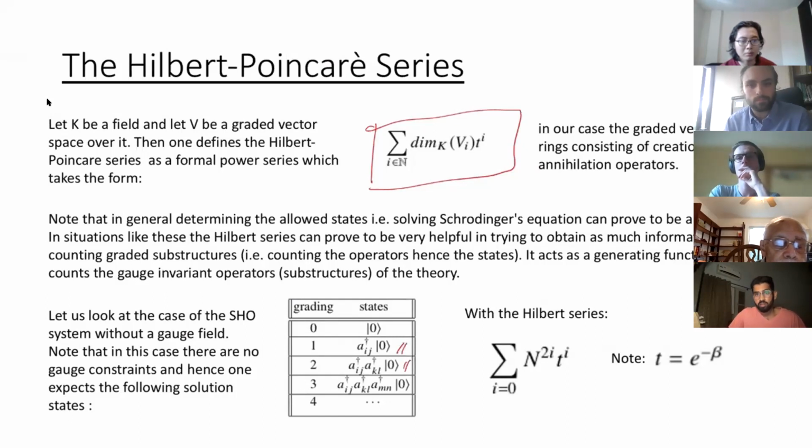If you consider the A_ij to be n cross n matrices, it follows that the dimension of that particular grading goes as n to the 2i. And so that becomes the Hilbert-Poincare series for that particular system.